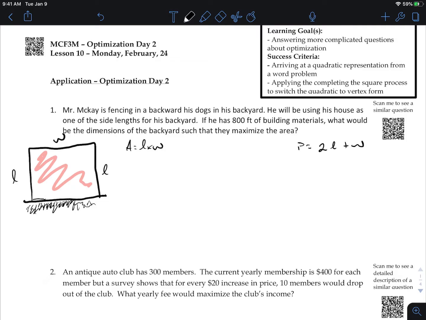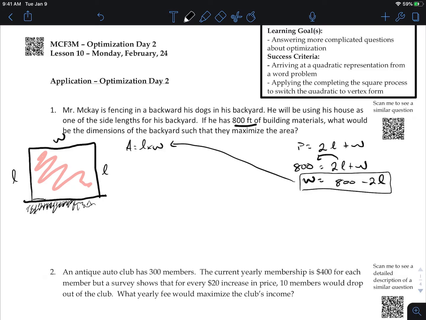So the rest of the question is identical. I'm going to plug in the fact that I have 800 feet available to me, so 800 is equal to 2L plus W. Then I'm going to solve for one of the variables. In this case, I'm going to solve for the width because there's less math to do: I can just take the 2L and move it to the other side. So W is equal to 800 minus 2L. And then we took that and plugged it into the area formula.